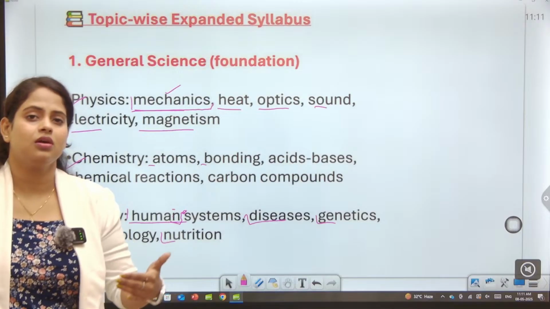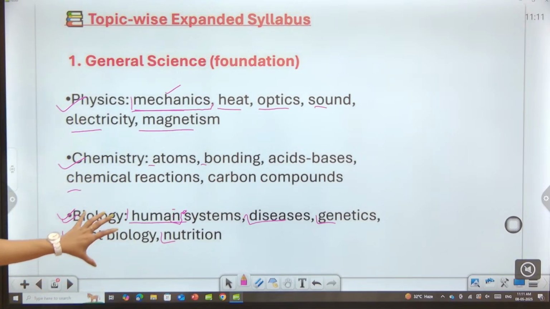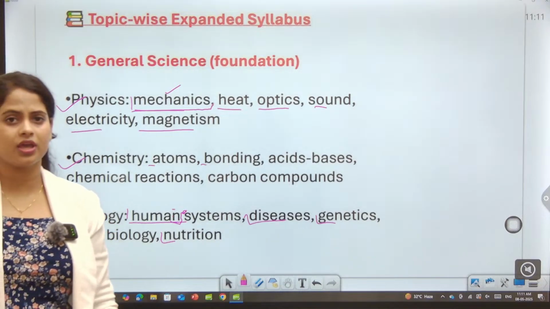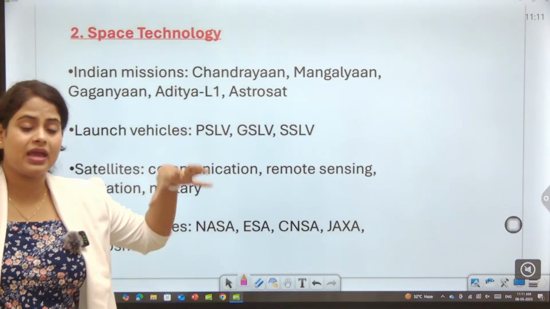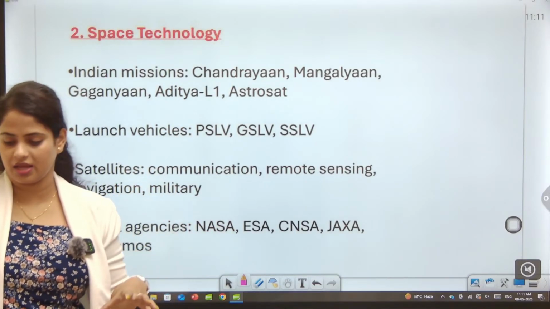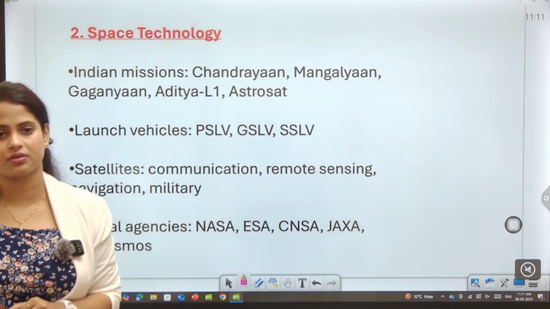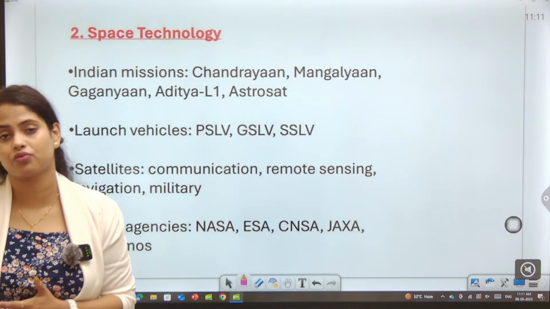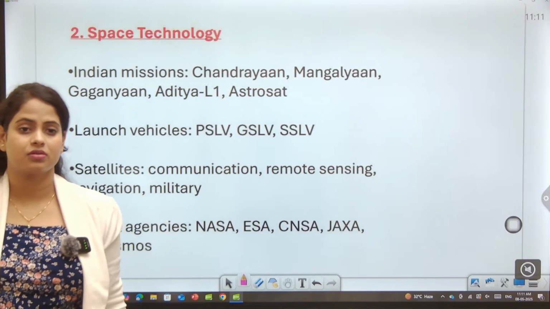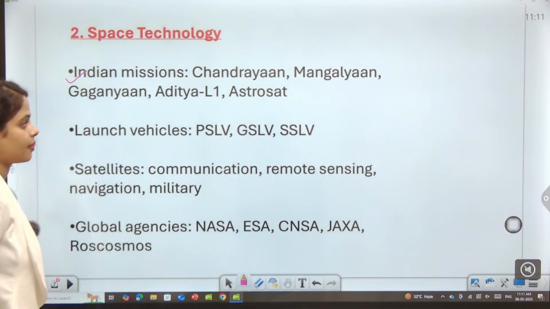Or something which we are going to read beyond this. Okay. Next, guys, see the main topic of science and tech. The main topic of science and tech is space technology. That is very, very important. That has a crucial role in our preparation. That is what I see, the Indian missions.